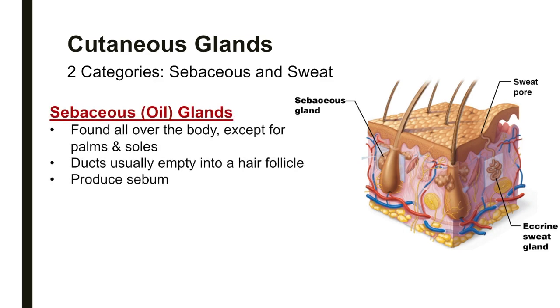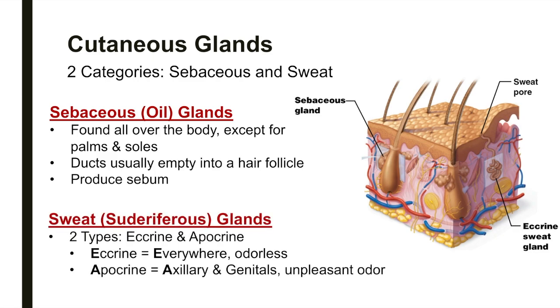Sebaceous glands, or oil glands, are found all over the body, except for the palms of the hands and the soles of the feet. Their ducts usually empty into a hair follicle, but some open directly on the skin's surface. Sebaceous glands produce sebum, a mixture of oily substances and fragmented cells that acts as a lubricant to keep the skin soft and moist.